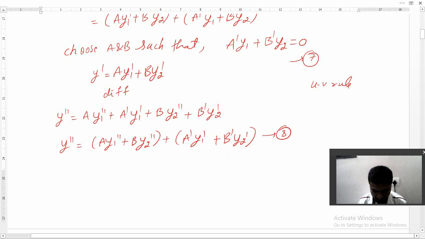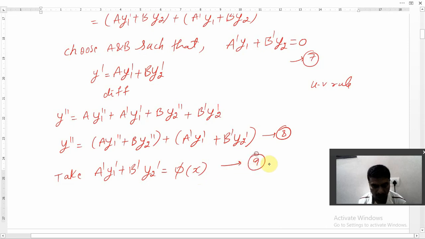Now we can see, as students, we'll simplify this. This time I cannot make it 0 every time, so this time I will prefer to take a dash y1 dash plus b dash y2 dash equal to some value. I will take the function psi of x, and keep this as equation number 9. Now you can see equations 6 and 9, and I will get the solution.